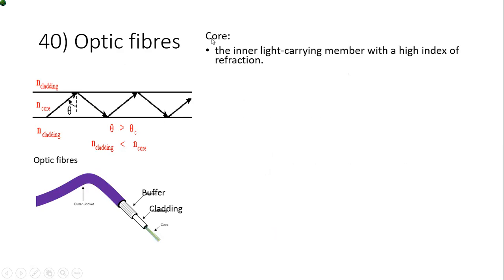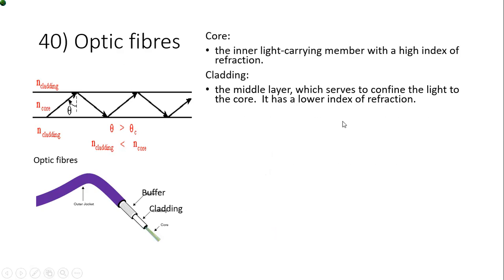Right? Let me just summarize what we have studied. The core is the inner light-carrying member with a high refractive index. The cladding is the middle layer which serves to confine the light to the core. Right? So the light cannot go out, it is reflected at the cladding. Total internal reflection occurs because it has a lower refractive index.